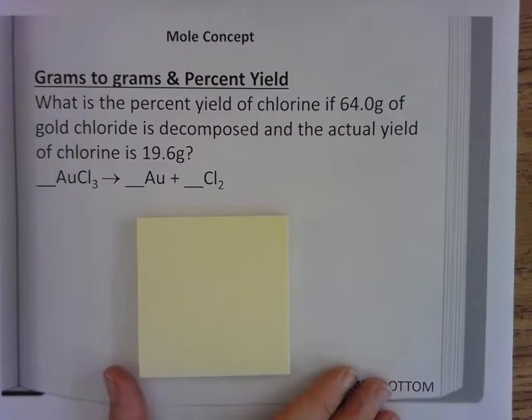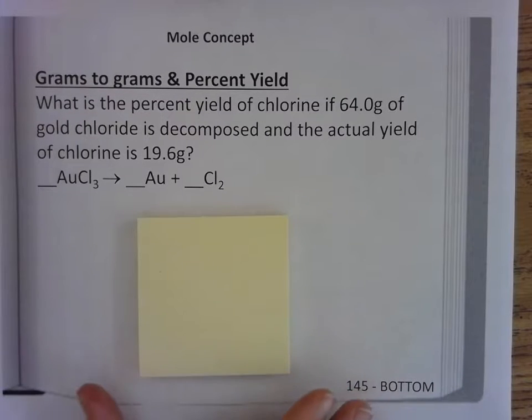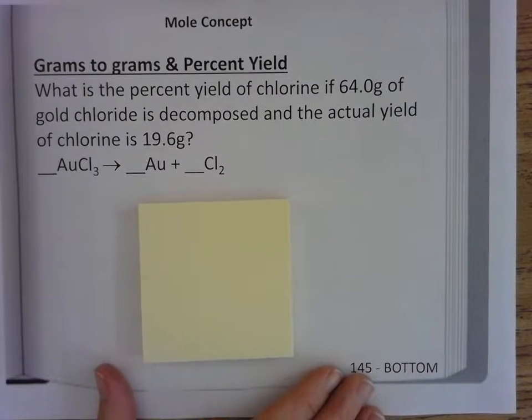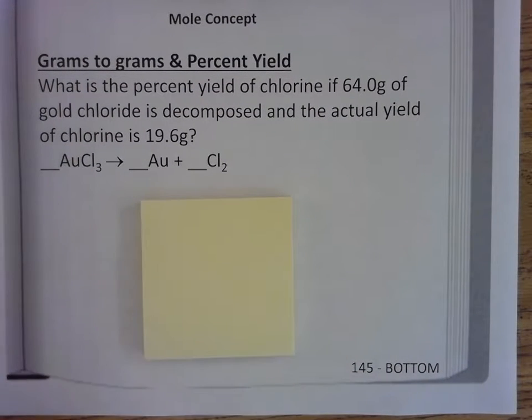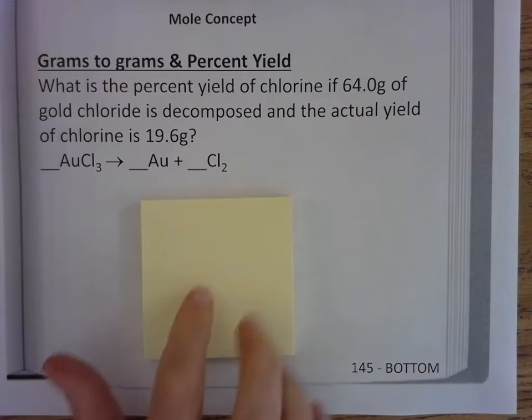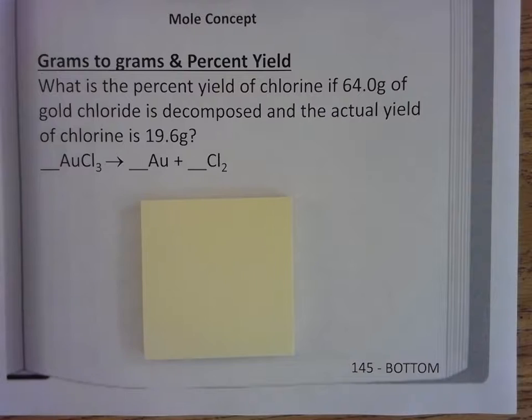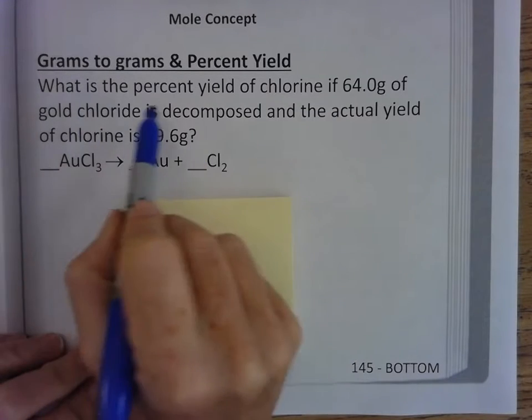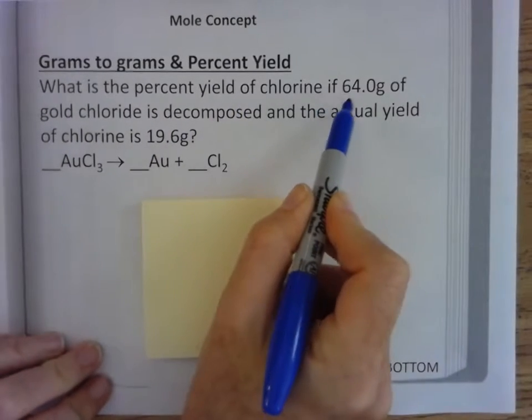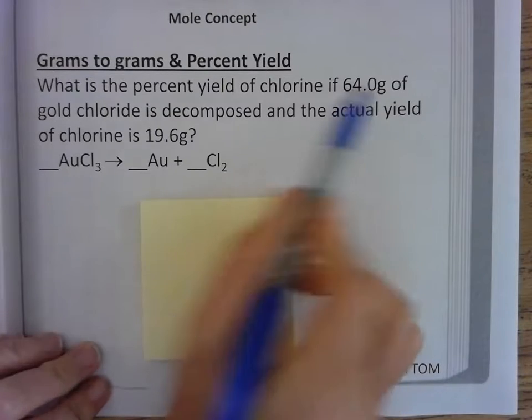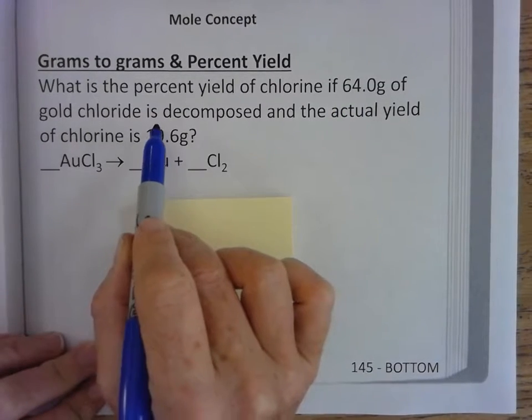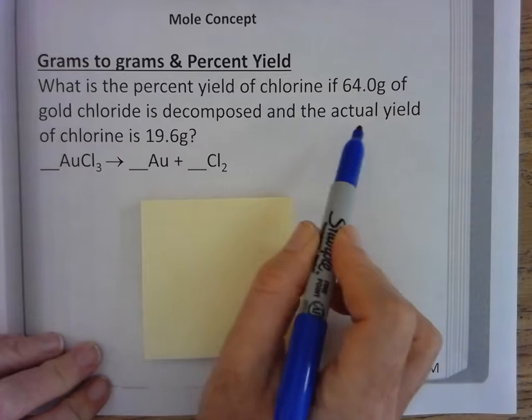This is the last mole concept review problem. We're going to do gram to gram and percent yield for this question. This is on the bottom of 145. It says grams to grams and percent yield. What is the percent yield of chlorine if 64.0 grams of gold chloride is decomposed and the actual yield of chlorine is 19.6?